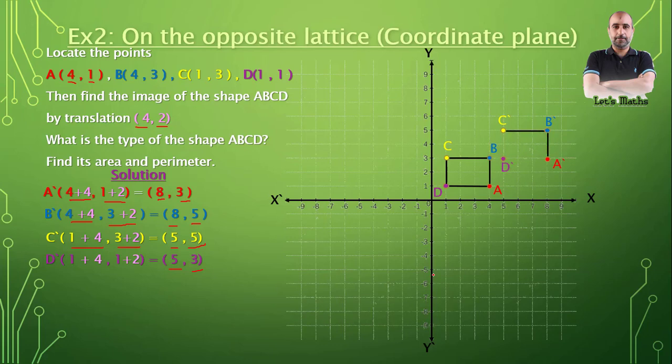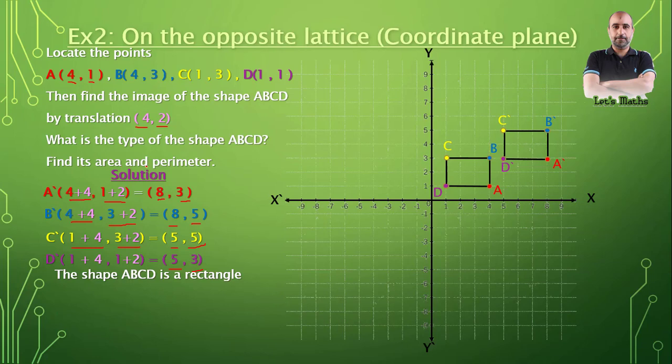Now let's join between the 4 points. Remember that the image must be congruent to the original. ABCD is congruent to A dash B dash C dash D dash. And now, what is the type of the shape ABCD? That's right, it's a rectangle because it's a quadrilateral, 4 sides, 4 vertices, 4 angles. All the angles are right angles and each two opposite sides are parallel, therefore this is a rectangle.